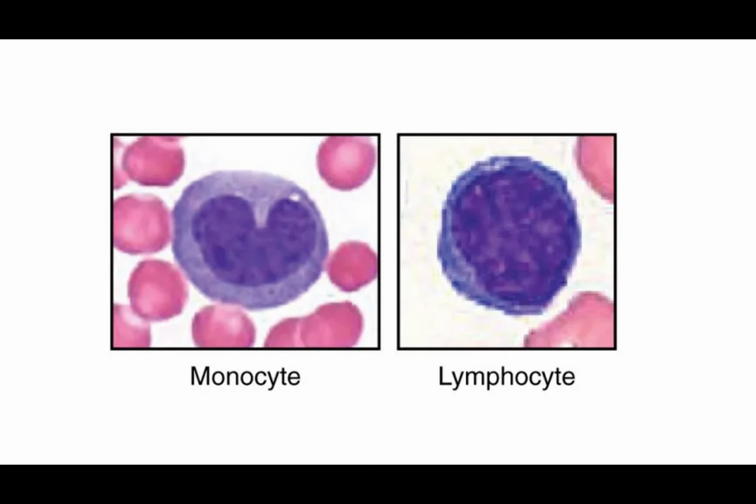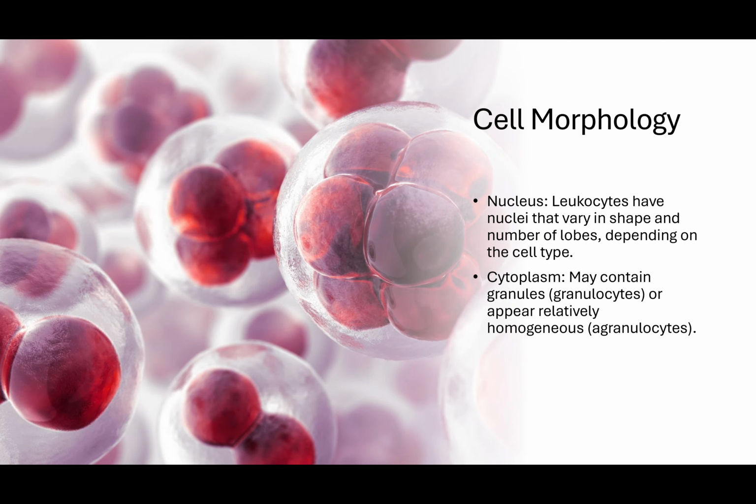So our monocytes have the kidney-shaped nuclei. They're not a lymphocyte with just a spherical nucleus. Cell morphology: leukocytes have nuclei that vary in shape and number of lobes depending on cell type, and the cytoplasm may contain granules for granulocytes and appear relatively homogeneous for agranulocytes.